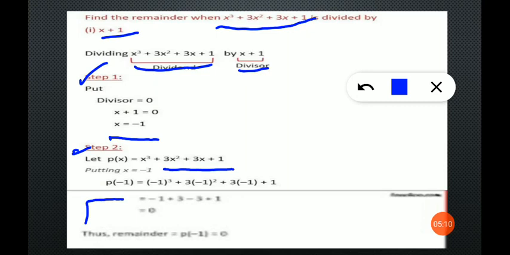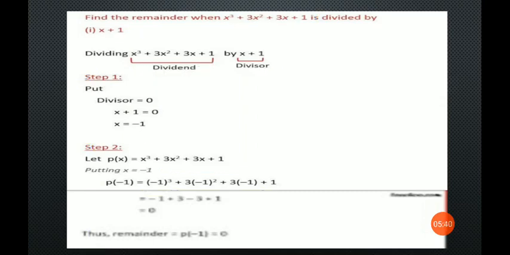I know this one is not visible properly, but you can solve this. After solving, tell me what you are getting. Yes, we are getting 0. Hence the remainder which we get by dividing x cube plus 3x square plus 3x plus 1 by x plus 1 is 0. Understood? It is very simple to find the remainder without dividing. Directly we are getting the remainder. We don't have to divide.